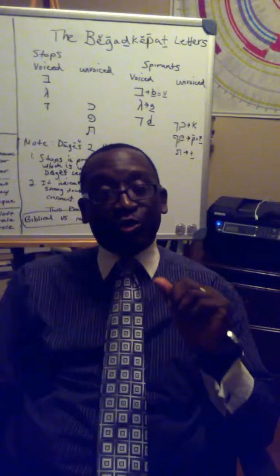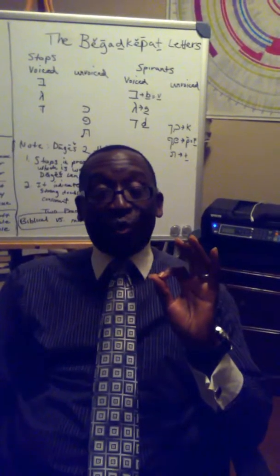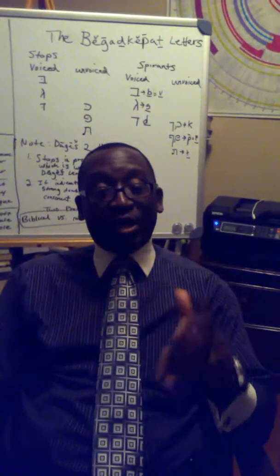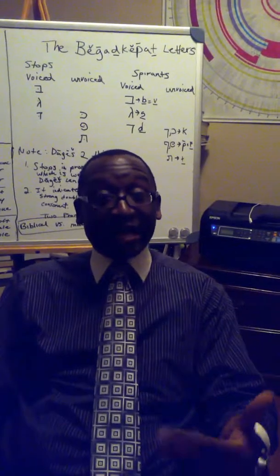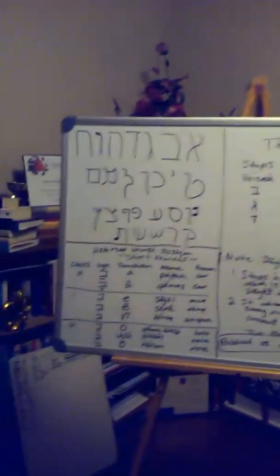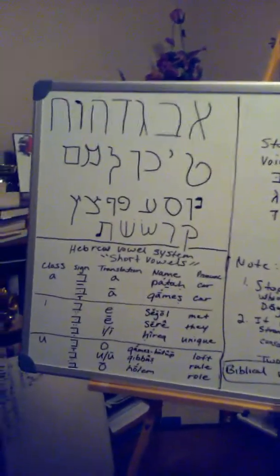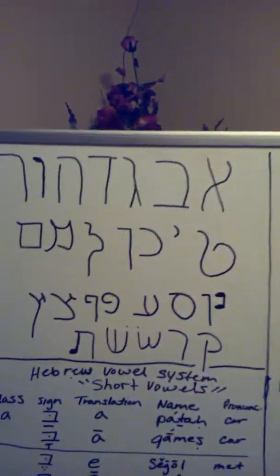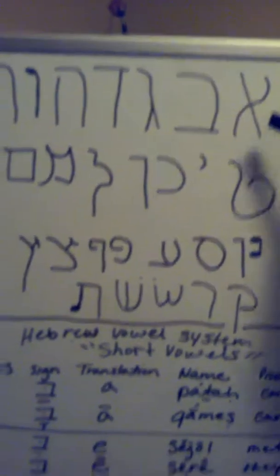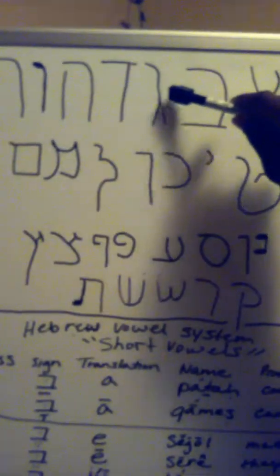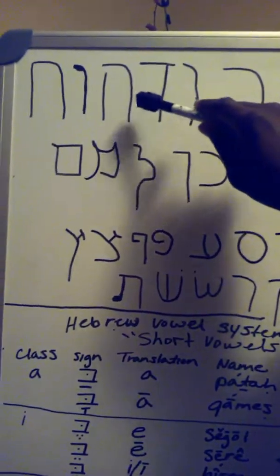By a quick review, we'll take a few minutes just to go back over the alphabet. And I also want to introduce you to the Bigad Kafat letters as well. All right, if we go to the whiteboard, let's go to the letters. Again, to make sure that you have the alphabet down, we have Aleph, we have Bet, we have Gimel, we have Dalet, we have Hey.